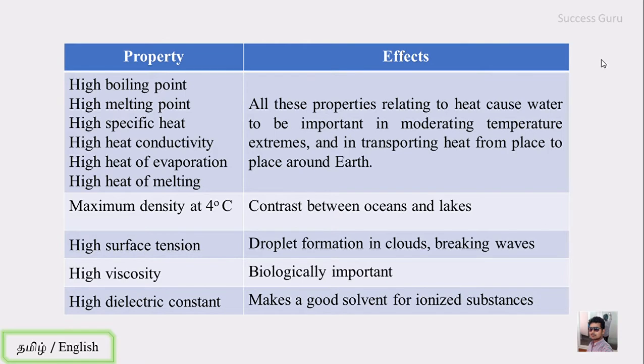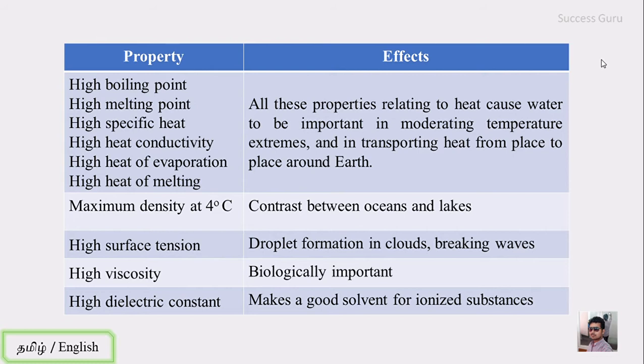And there are some other properties and their effects that you can see in this table. The first is the high boiling point, the high melting point, the high specific heat capacity of water, the high heat conductivity of water, the high heat of evaporation, and the high heat of melting. All these properties relating to heat cause water to be important in moderating temperature extremes. Without that, the temperature difference between the high and low in the earth would be very large, and that would not allow any life to exist in the world.